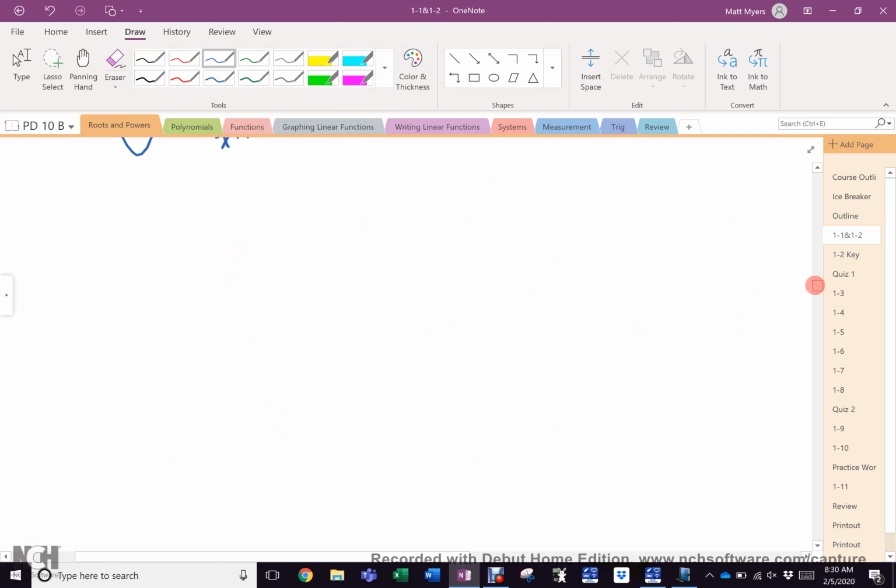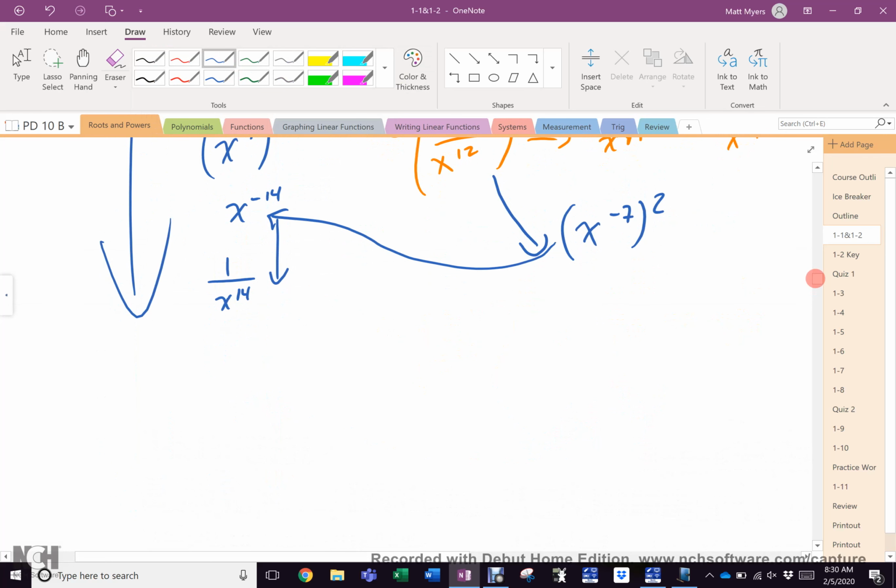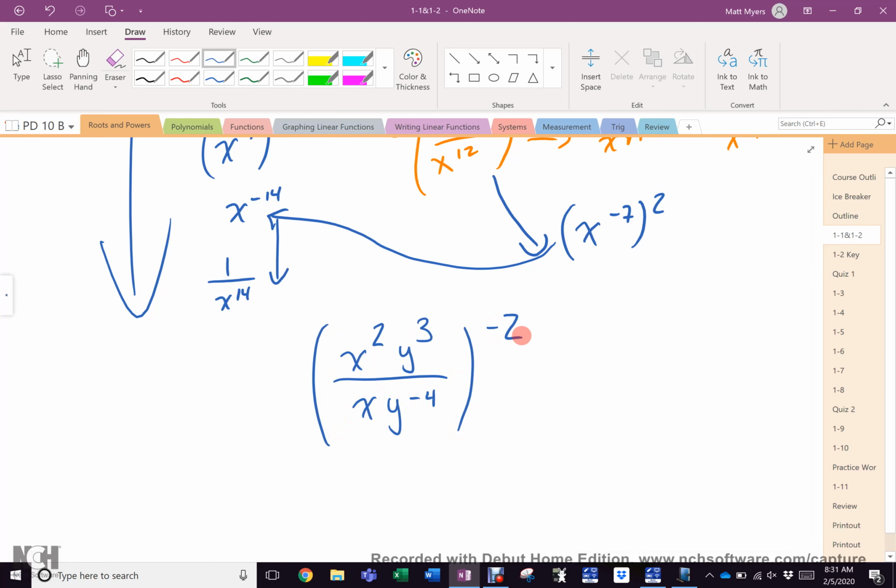Now, the last thing I want to talk about before we go on and I let you do a bunch of these by yourselves is this move. What if I had x squared y cubed over x y to the negative 4 all to the negative 2? I'm going to do something here that I just said I wasn't going to do. I'm going to force you to do something here because there's a lesson I want to get across to you.